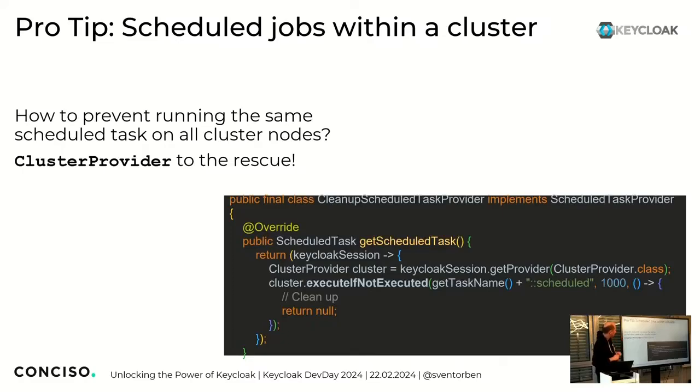Keycloak has this thing called a cluster provider. And basically you can call this method, execute if not executed. It takes care of all of this, so it only executes on one node and only if it hasn't been executed yet. It will do all that magic for you. Don't worry. I see people implementing really complex locking on the database, and it's all there. Just use it. So that was the last tip I wanted to share for today.